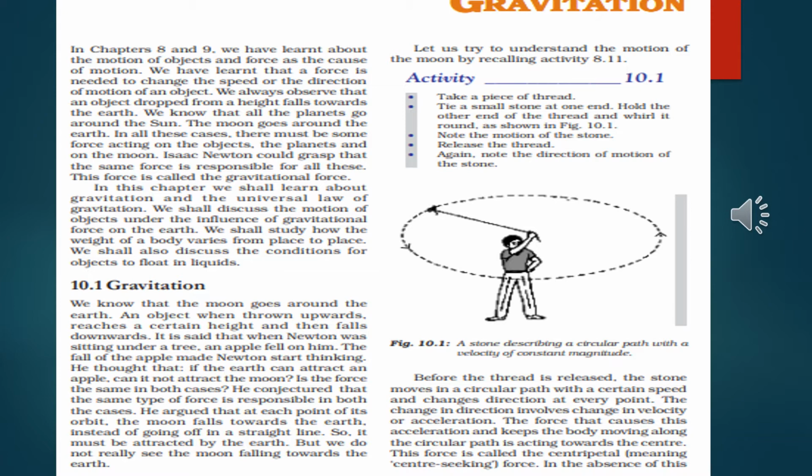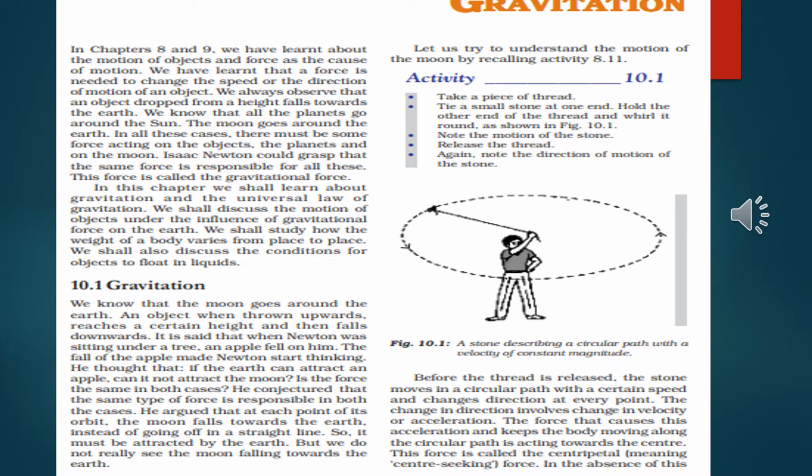We know that all planets go around the sun. Moon goes around the earth. In all these cases, there must be some force acting on the object, the planets and the moon. Sir Isaac Newton could grasp that the same force is responsible for all this, and the force is called the gravitational force.